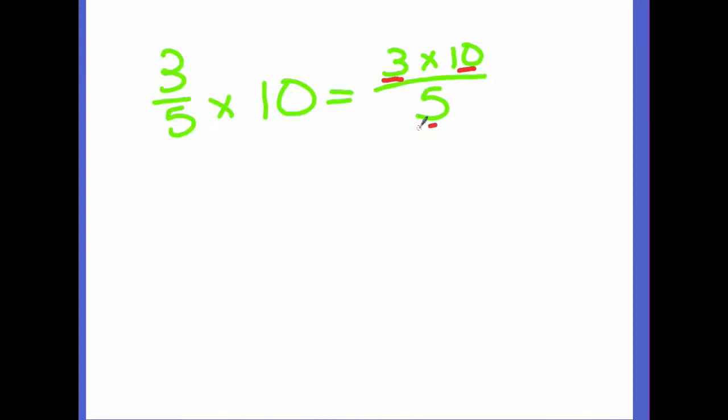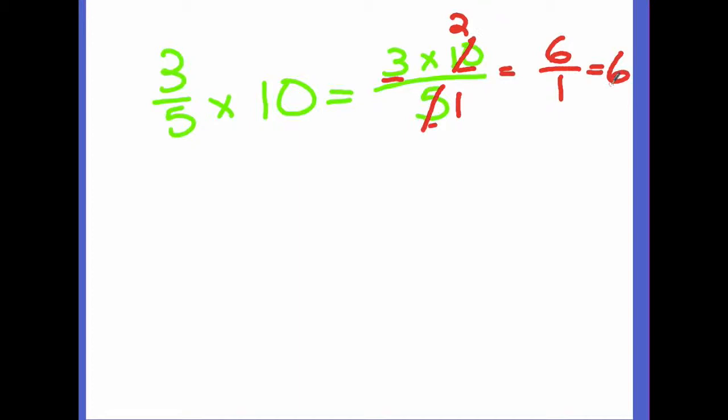Try again. Because you have to ask yourself what goes into 5 and 10. 5. How many times does 5 go into 5? 1. So that would become a 1. How many times does 5 go into 10? 2 times. 3 times 2 is 6 over 1. And we know that any number over 1 is that number, right? You just get rid of the 1. So if you want to reduce it before you multiply it out, you can do that. Either way, you're going to get the same answer.